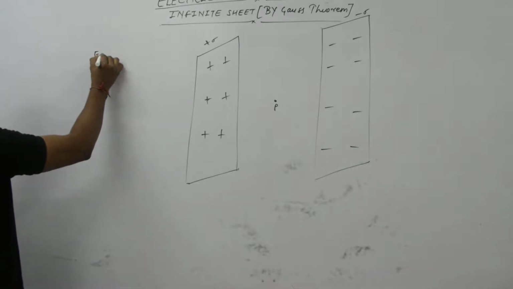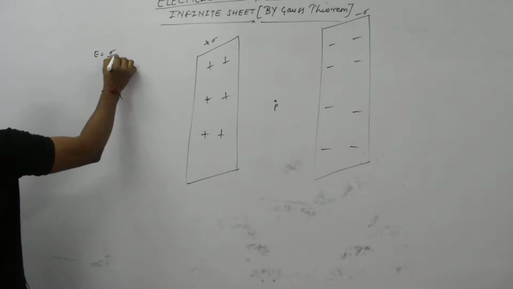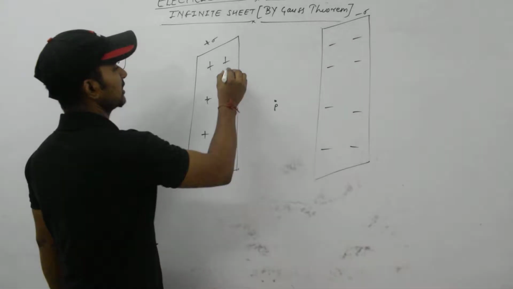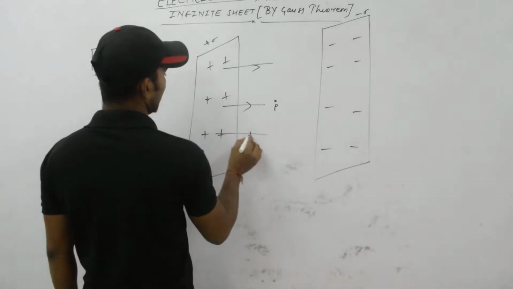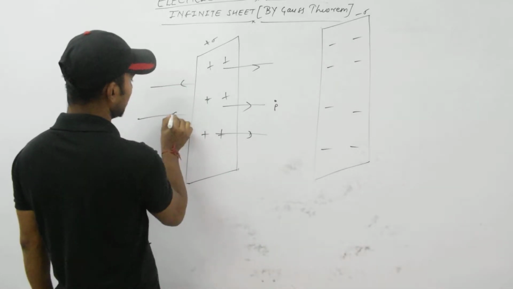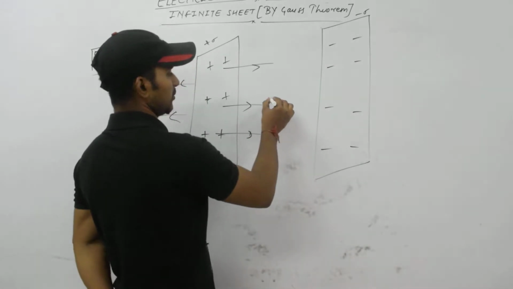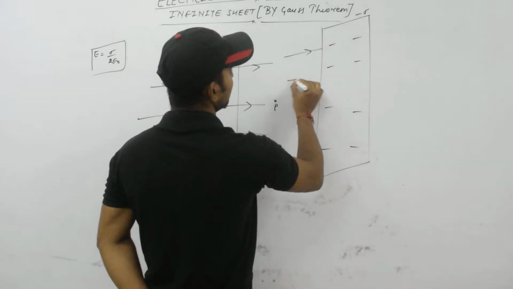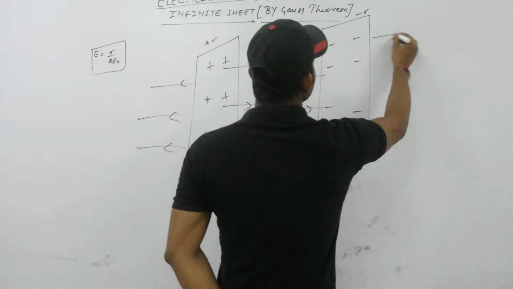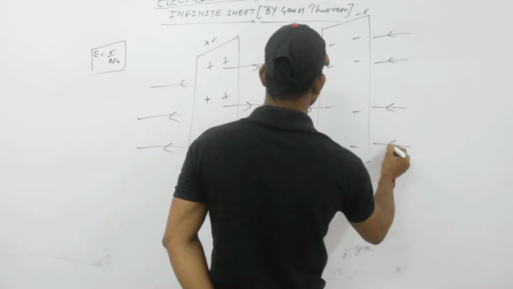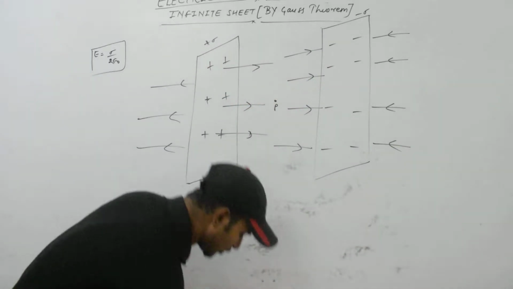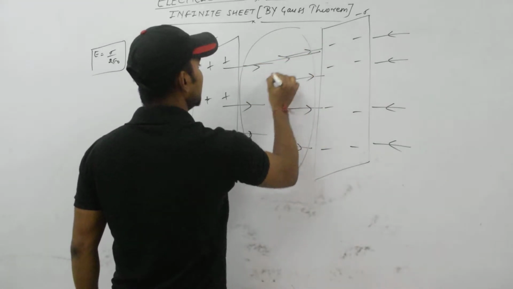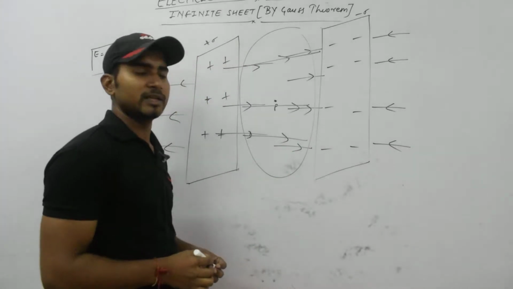That is E is equal to sigma upon 2 epsilon naught. And if the positive charge distribution is there, then the field pattern will be outward. So at point P the pattern will be like this, and for the negative charge the field will be inward. So what you are observing is that in between the space of both plates, the field is in the same direction.